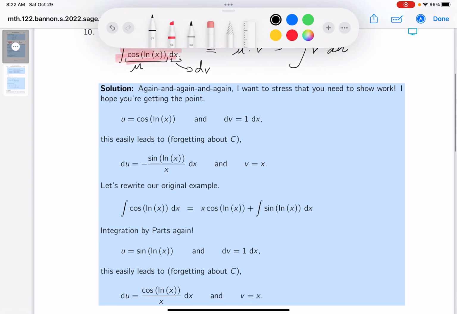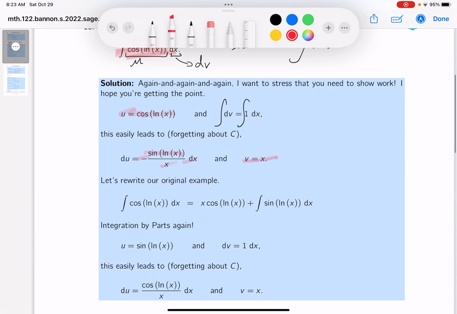I want to point out that we're not going to put the constant of integration when we integrate this. In other words, we're integrating this over here, but we're not putting the constant of integration down. And that's fairly easy to do, by the way. You're going to get v equals x. Again, forgetting about the c at this point. Differentiating this is also pretty easy. It's going to be minus sine of its argument times the derivative of its argument. And the derivative of natural log is pretty easy. It's 1 over x dx.